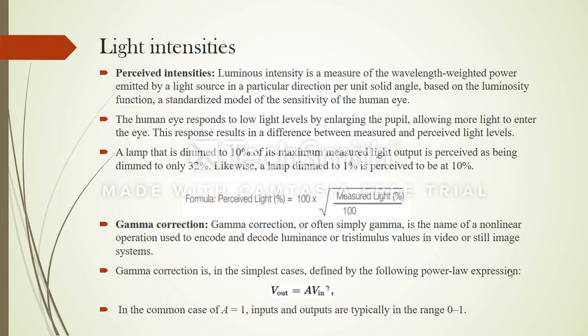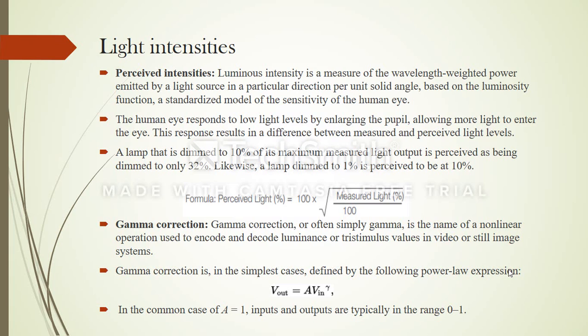Perceived intensities. Luminous intensity is a measure of the wavelength-weighted power emitted by a light source in a particular direction per unit solid angle, based on the luminosity function, a standardized model of sensitivity of the human eye. The human eye responds to low light levels by enlarging the pupil, allowing more light to enter the eye. This response results in the difference between measured and perceived light levels.